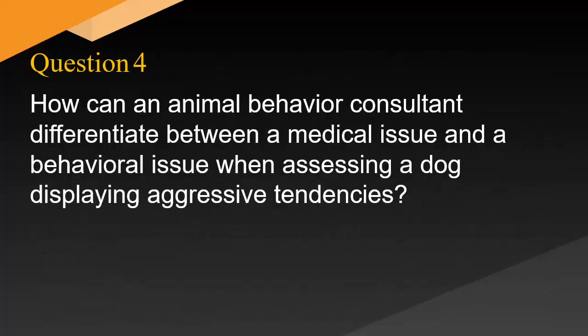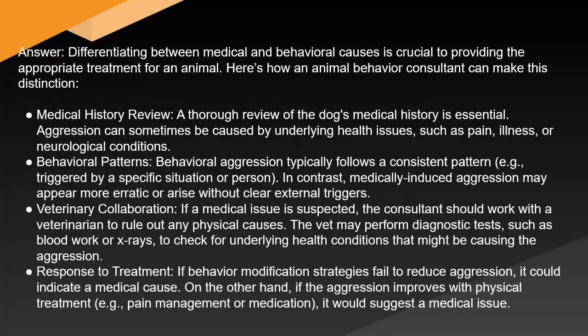How can an animal behavior consultant differentiate between a medical issue and a behavioral issue when assessing a dog displaying aggressive tendencies? Answer: differentiating between medical and behavioral causes is crucial to providing the appropriate treatment for an animal. Here's how an animal behavior consultant can make this distinction. Medical history review. A thorough review of the dog's medical history is essential. Aggression can sometimes be caused by underlying health issues such as pain, illness, or neurological conditions.